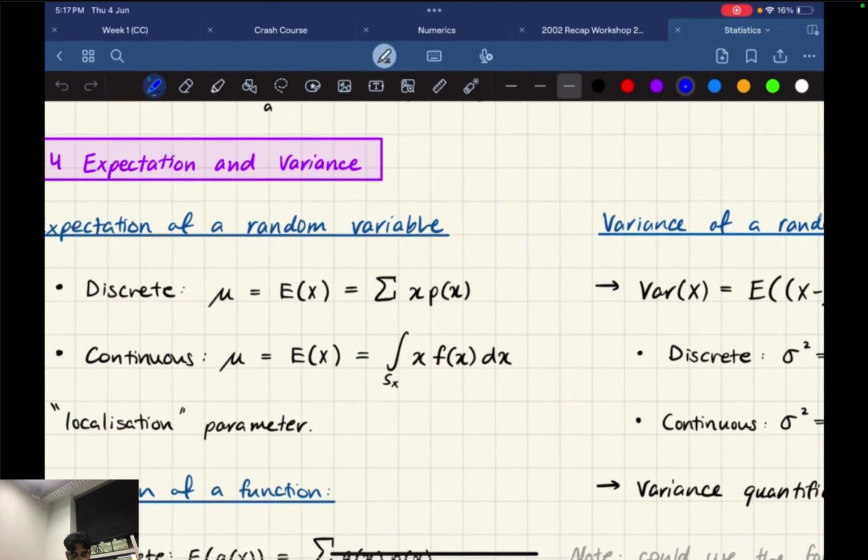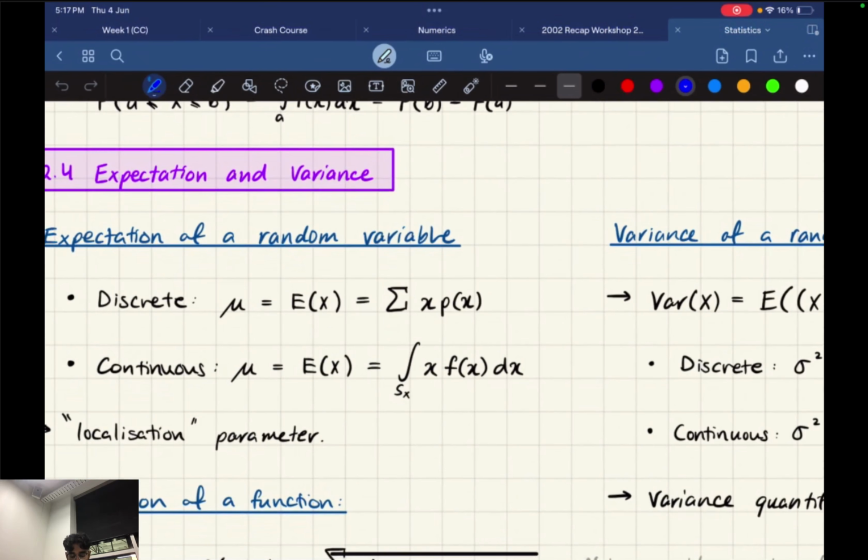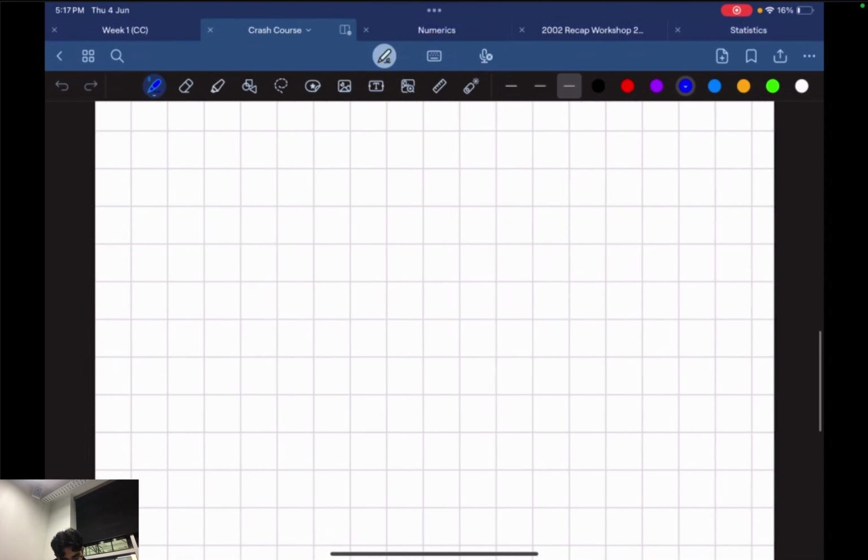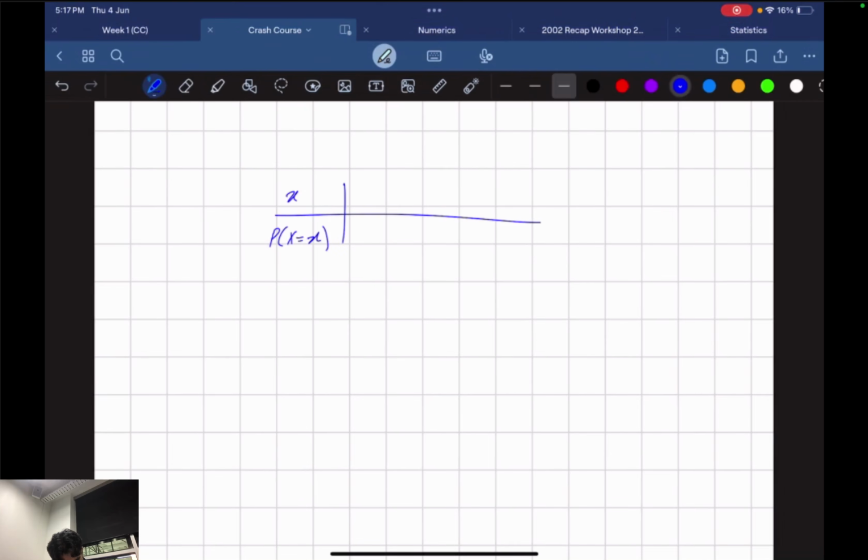So for your discrete case, what actually happens? Have you guys seen a probability distribution table before? Something like this: P of X equals x. You've got different values for x: 0, 1, 2, 3. Then all the probabilities down here, what do they have to add up to? 1. Perfect. So 0.1, 0.6, 0.1, 0.2.